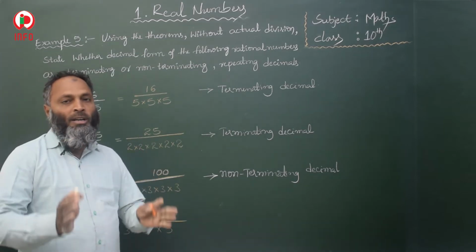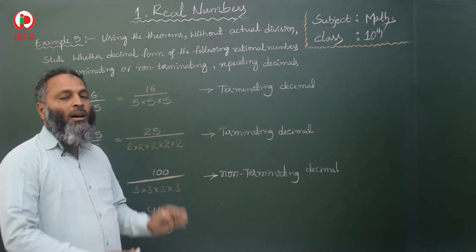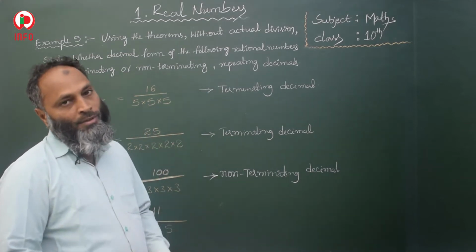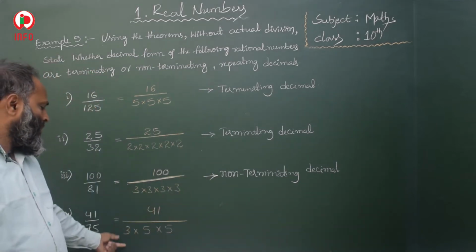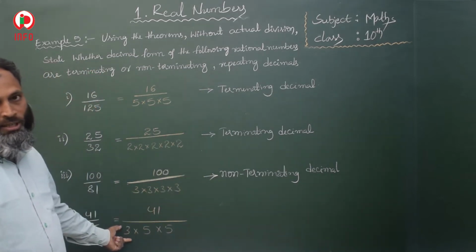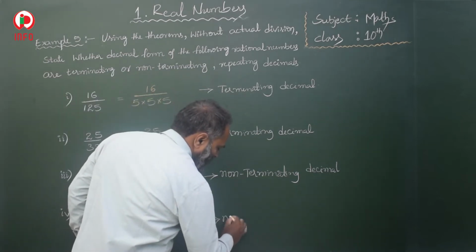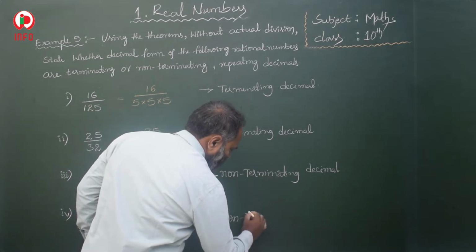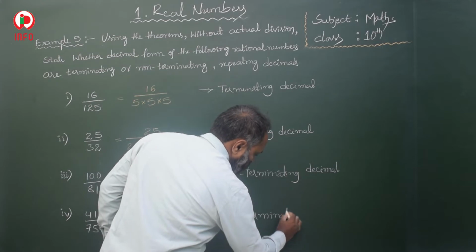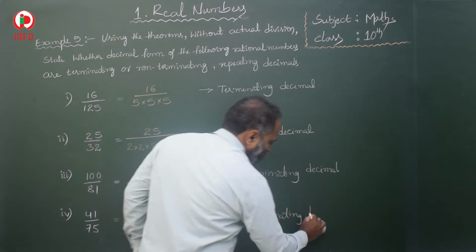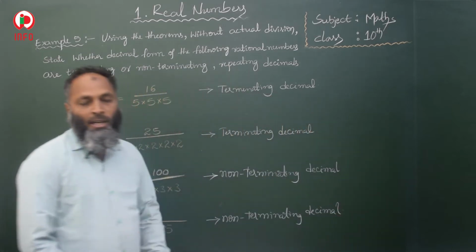So the denominator should be in terms of 2, or in terms of 5, or in terms of a combination of 2s and 5s. Then only is that a terminating decimal. Other than that, here the number 3 came in the denominator. So that is why it is a non terminating decimal. This is a non terminating decimal.